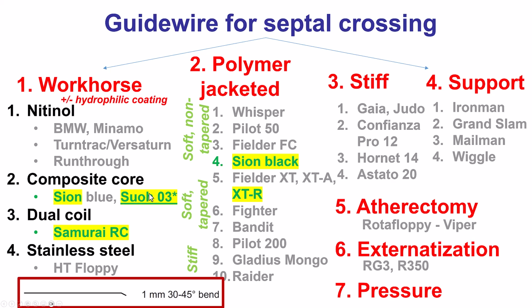In my opinion, it is best to start with a less traumatic wire, such as the SU03. The SU03 has 0.3 gram tip load, and therefore it is less likely to injure or dissect or perforate the collateral. So it is usually my first choice for going through collaterals. But if there is difficulty or tortuosity, using the polymer jacket wires may work. Some operators also use the Xeon guidewire or the Samurai RC, and typically we place a small bend, 1 millimeter, 30 to 45 degrees at the tip of the wire.